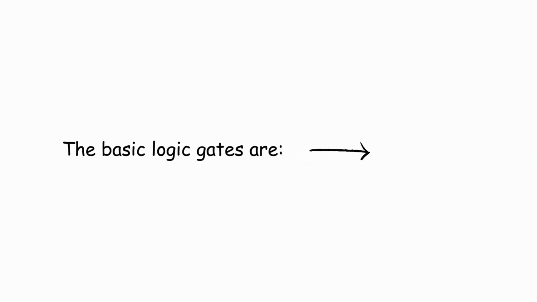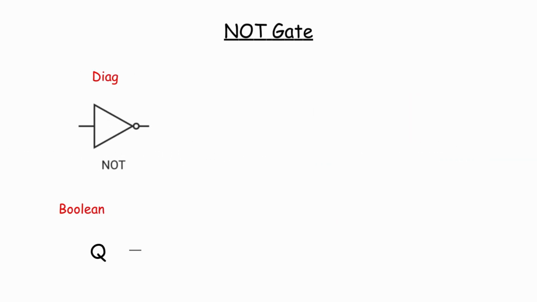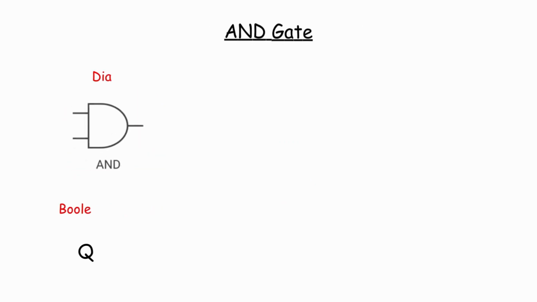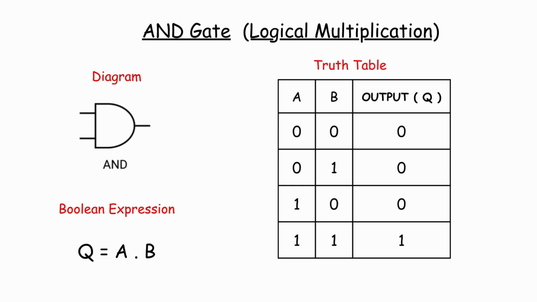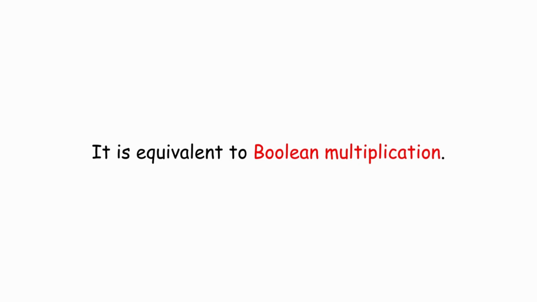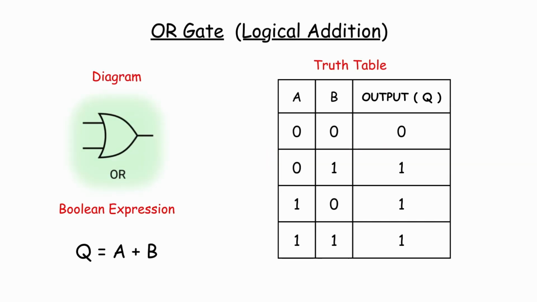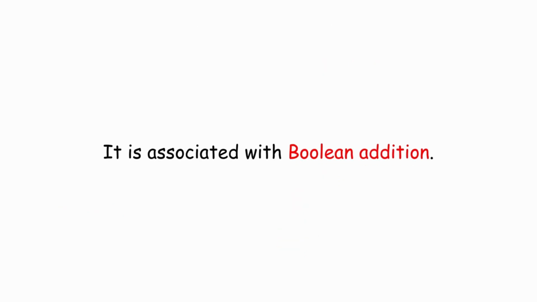The basic logic gates are NOT gate, logical inverter. The NOT gate inverts the input signal. AND gate, logical multiplication. The AND gate returns 1 only if both inputs are 1. It is equivalent to Boolean multiplication. OR gate, logical addition. The OR gate returns 1 if at least one of the inputs is 1. It is associated with Boolean addition.